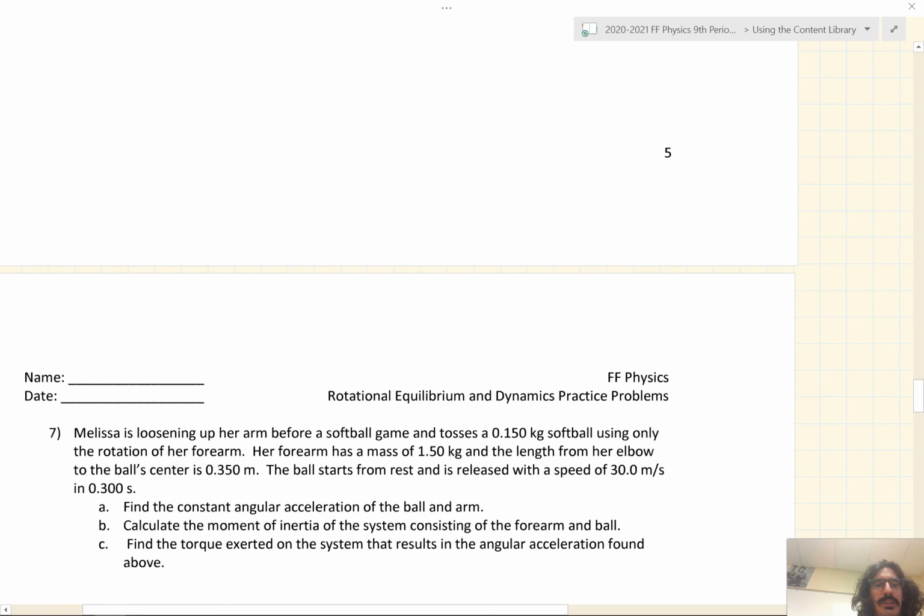Number 7. Melissa is loosening up her arm before a softball game and tosses a 0.150 kilogram softball using only the rotation of her forearm. Her forearm has a mass of 1.50 kilograms and the length from her elbow to the ball's center is 0.350 meters. The ball starts from rest and is released with a speed of 30 meters per second in 0.30 seconds. Letter A, find the constant angular acceleration of the ball and arm.